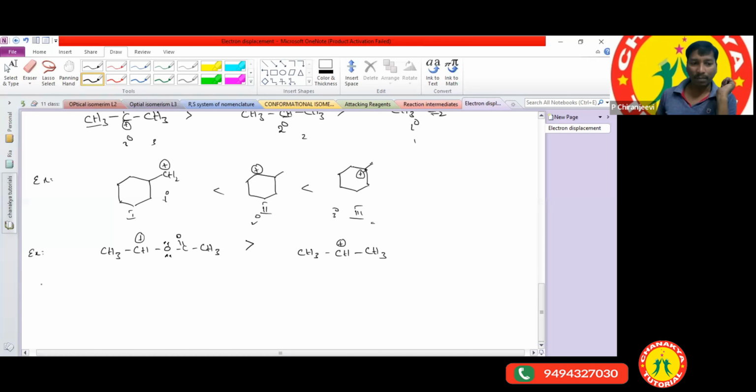And I'll give one more example. What is another example? For example, CH3-CH2 plus. This is also a primary carbocation, and I'm writing here CH2 plus bonded to CH2-NO2. If we compare these two, which one is the more stable carbocation?